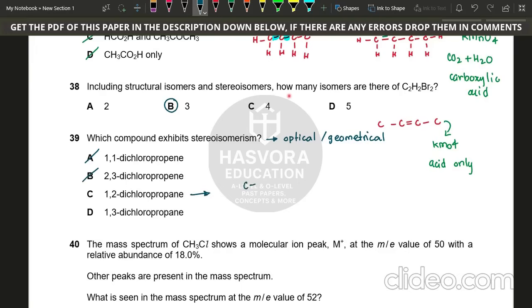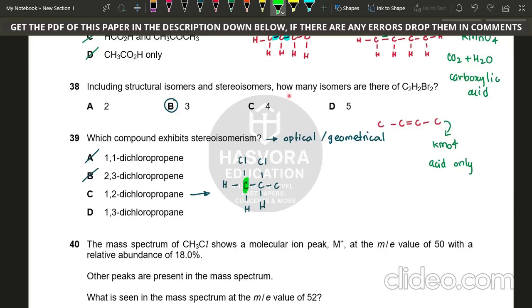So 1, 2 and 3, so on 1, 2 it will be Cl, and we have a Cl here, and we have hydrogen, hydrogen and hydrogen. Now in this type of structure the geometrical isomerism is not possible, but if you see one thing here, this one is actually bonded to two hydrogens.